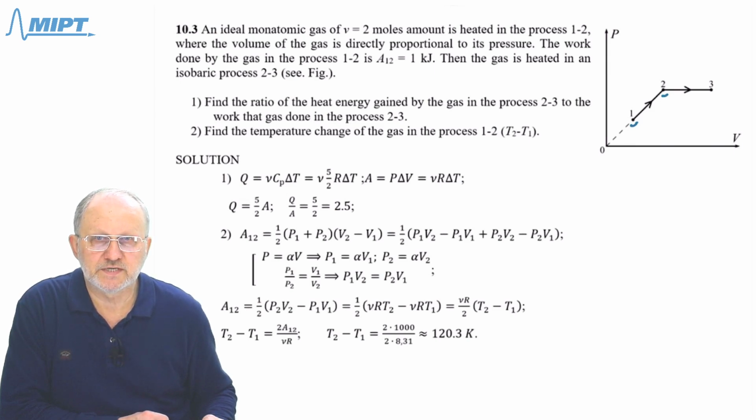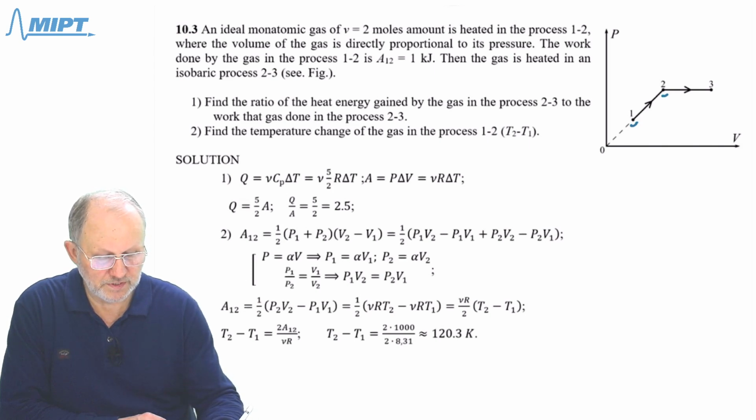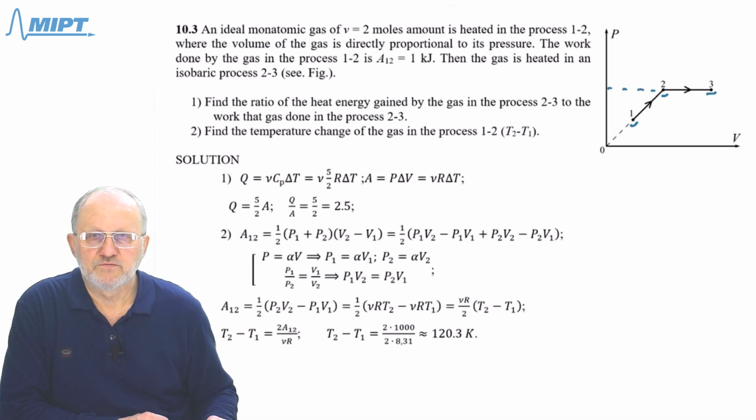The work done by the gas in the process 1,2 is given, it's 1 kilojoule, and the gas is heated after this process. The gas is heated in an isobaric process 2,3. So the process 2,3 is isobaric. It means that the pressure is constant during this process. Find the ratio of the heat energy gained by the gas in the process 2,3 to the work that gas has done in the process 2,3. That is the first question in this problem.